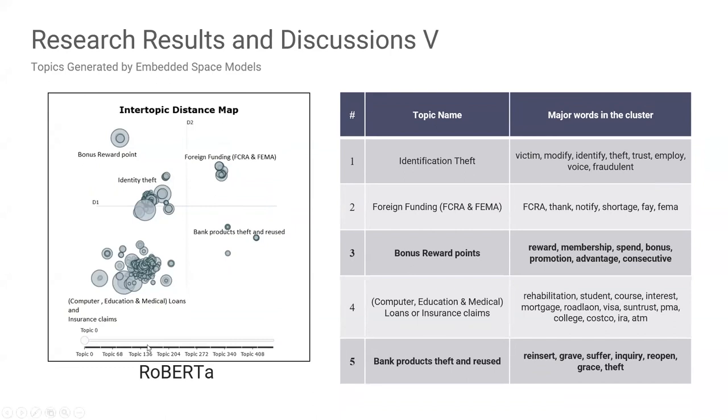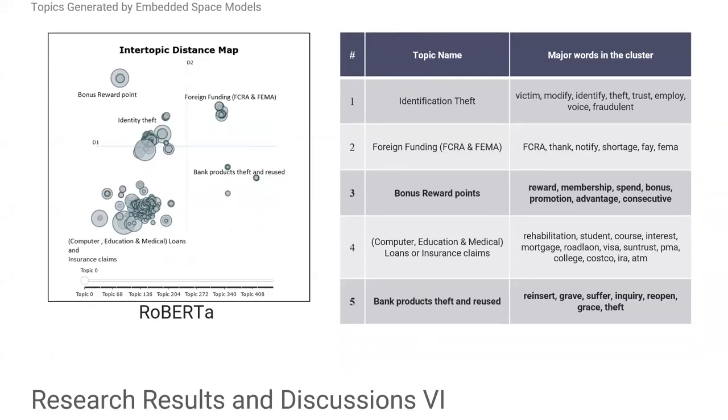Okay. So if you see, Roberta is not doing well because it didn't identify many topics. Probably you can see this is one topic, this is one topic, this is one topic, a third, five, right? So this clustering figure itself reveals that Roberta is not doing that great, right? And these are the five topics we got, okay? And you can see that bonus reward points, surprisingly, no other model discovered this topic, right? Identification theft is like a fraud thing. It's already there, so this is probably fraud. It was already identified, but foreign funding, FCRA, FMI, these are the regular ones, right?